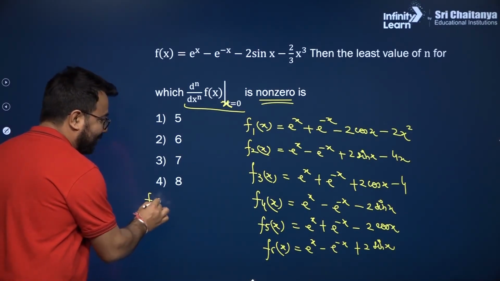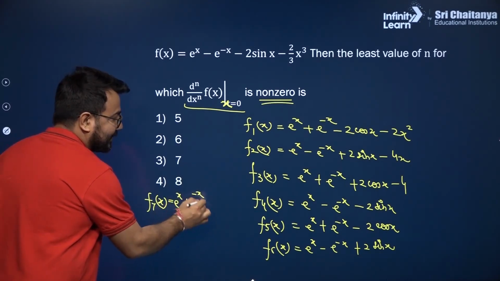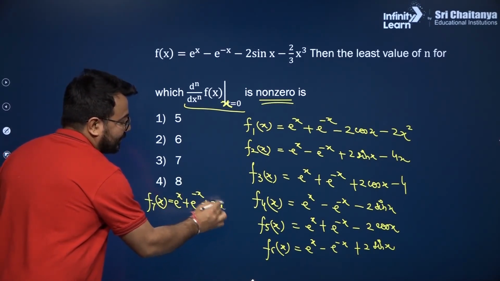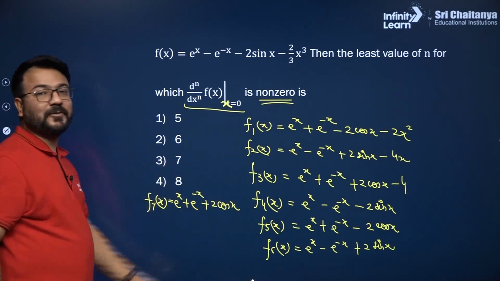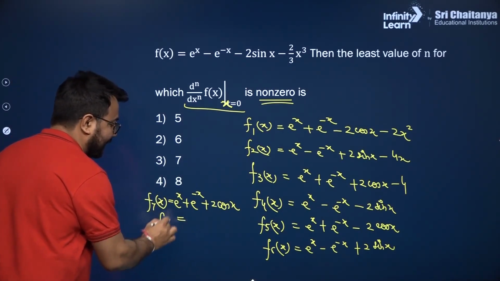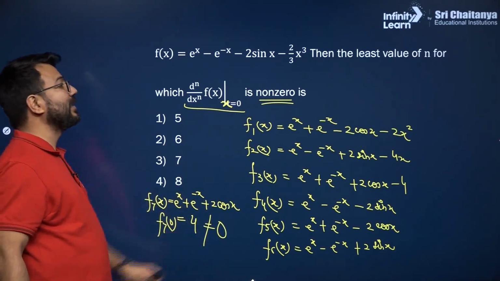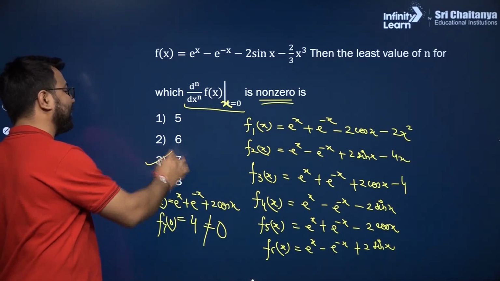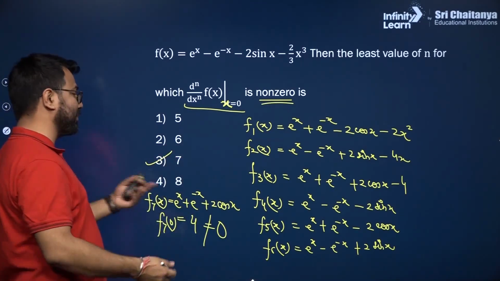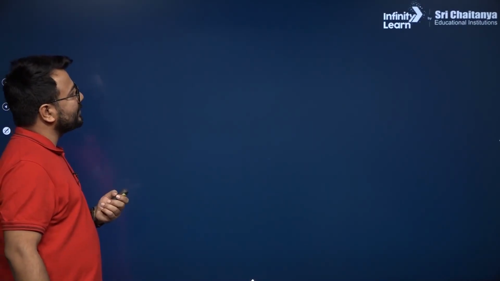If I do the 7th order derivative, e raised to the power x plus e raised to the power minus x, and we will have plus 2 cos x. Now if I substitute x equals 0, that will generate a value 4. That means f of 7, 0 will generate a value 4 which is not equal to 0. Hence the 7th order derivative is non-zero. So the least value of n where we get a non-zero derivative is 7. So the result is C. I hope you are able to understand this solution.